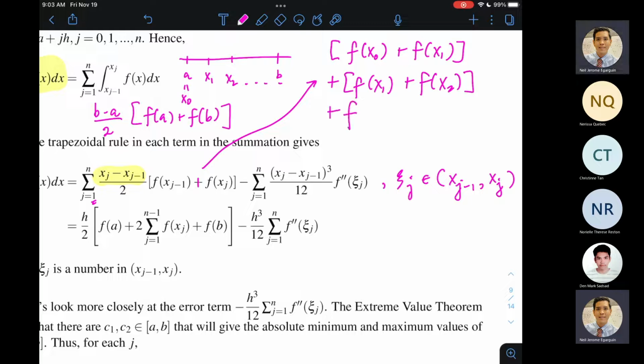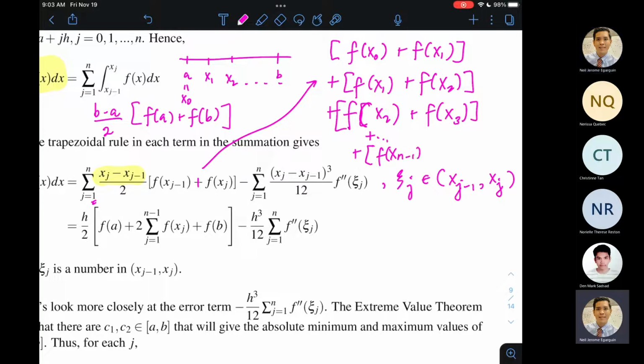Third term would be corresponding to j equals 3. So this would be f of x2 plus f of x3. And so on until f of x sub n minus 1 plus f of xn. Okay?